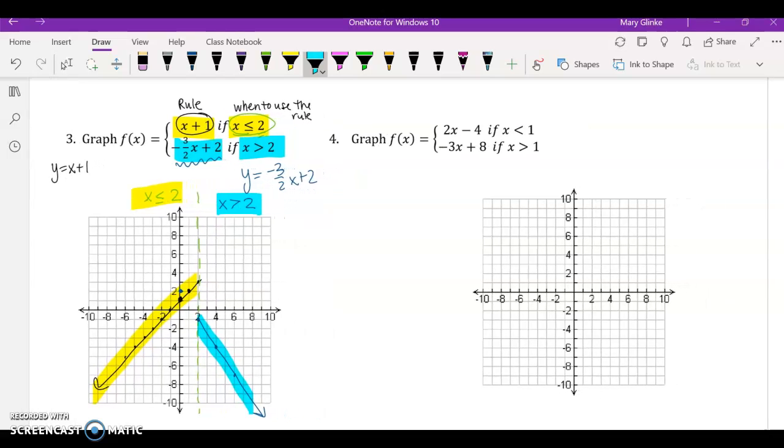So let's try another one here, number 4. What we're going to do here is these are the rules, and these are when to use the rules. Oh, you know what? One thing I forgot. Go back to the last one.